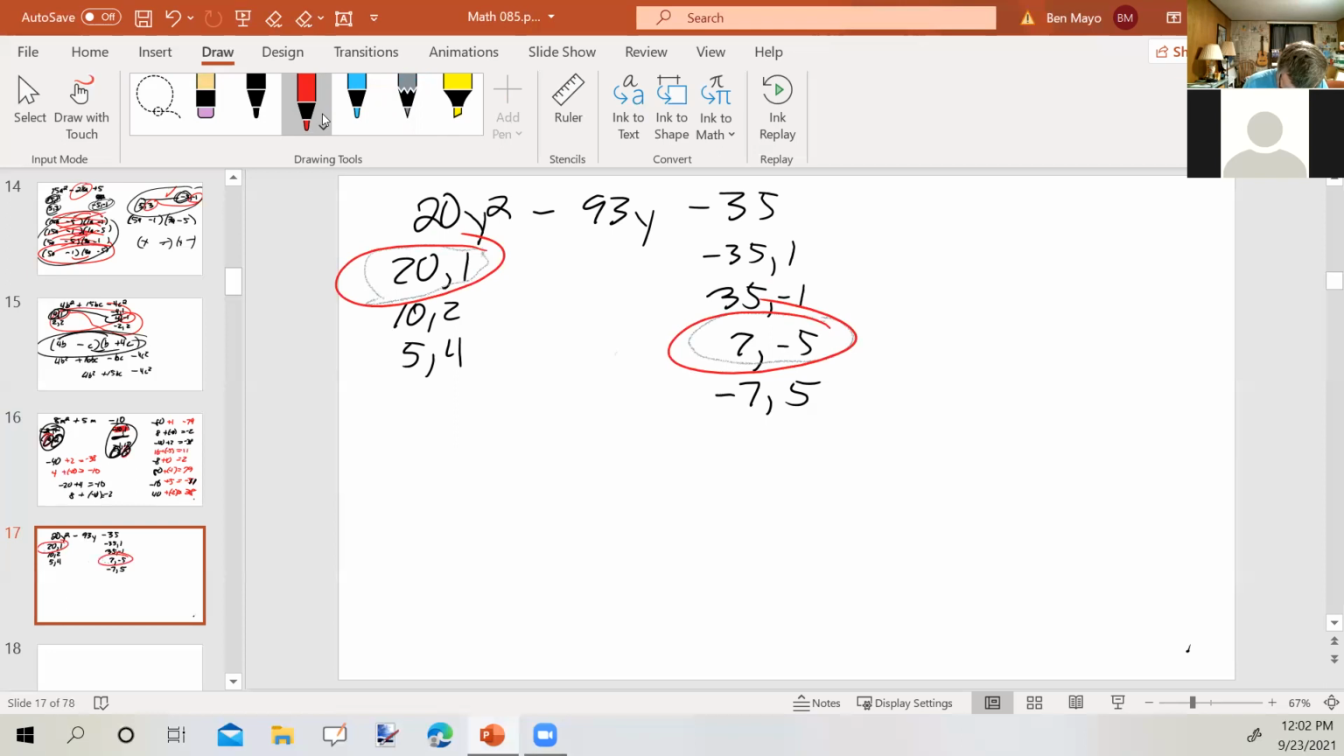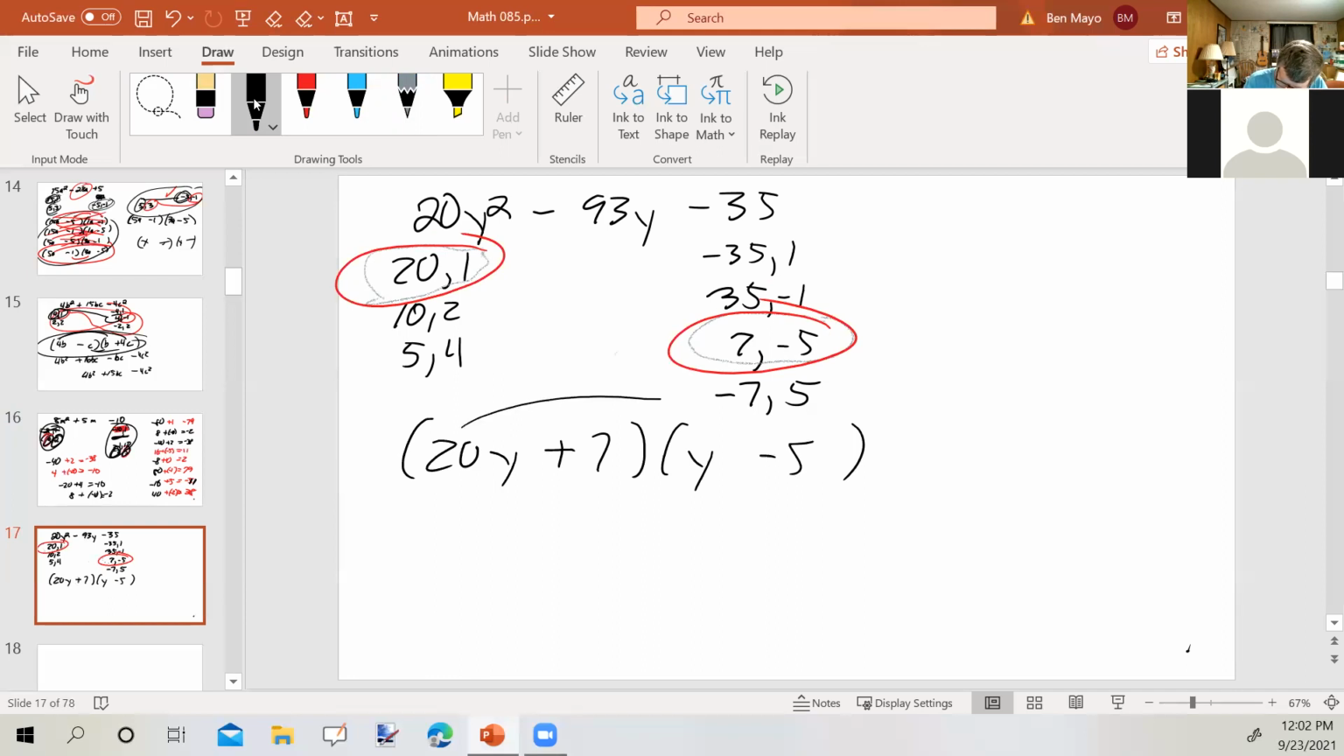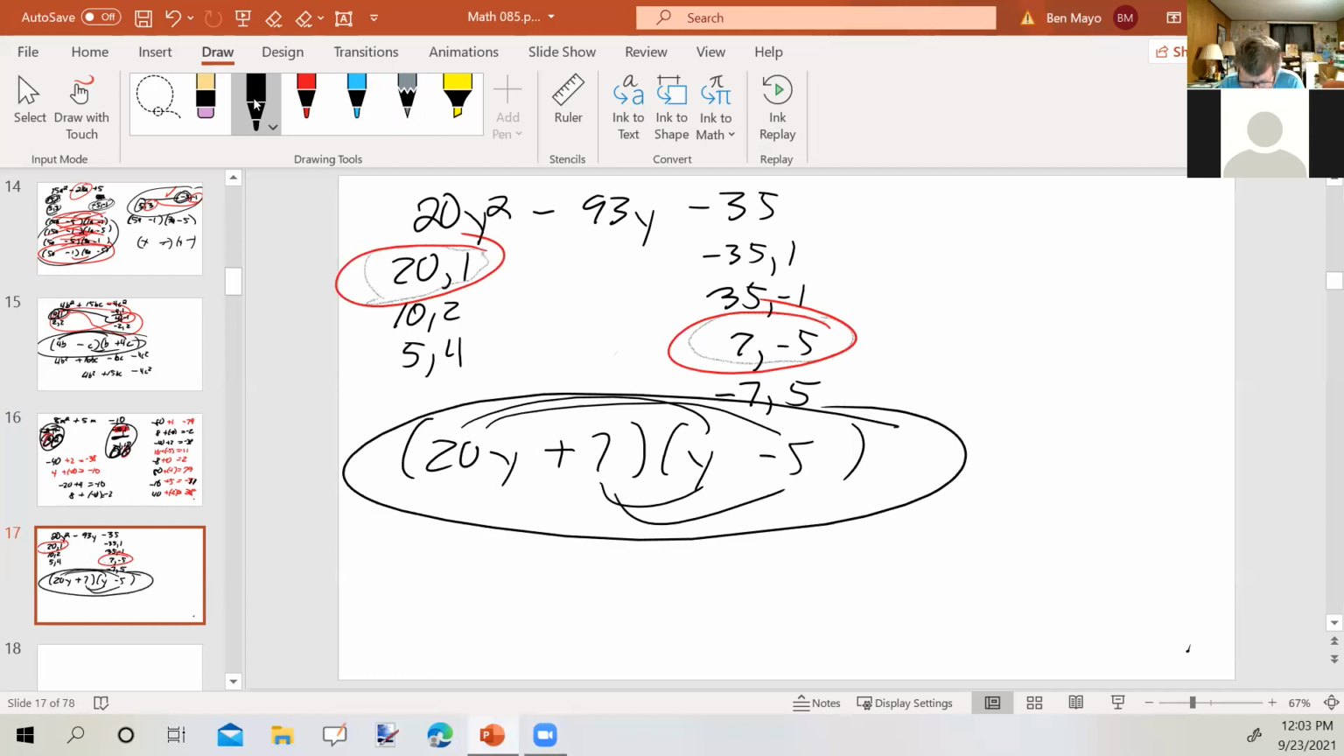So what does that mean? That means I'm going to have 20y and 1y and 7 and negative 5. The 20 got multiplied by the negative 5, so it's got to be over here, and the 7 has to be over there. So that gives me 20y squared minus 100y plus 7y is minus 93y minus 35. So there's the answer. Okay.